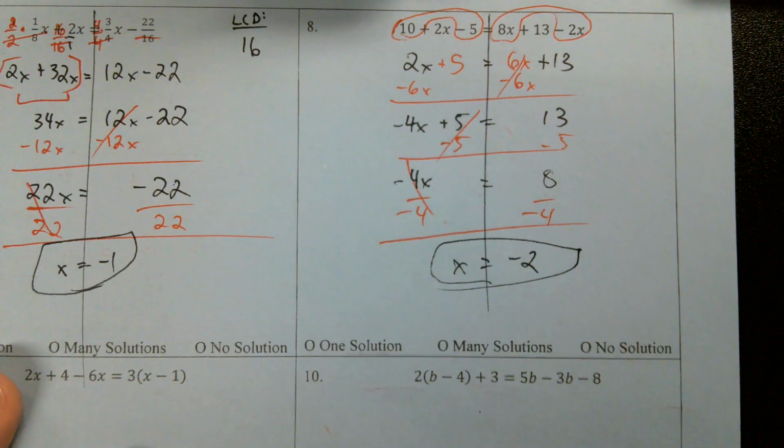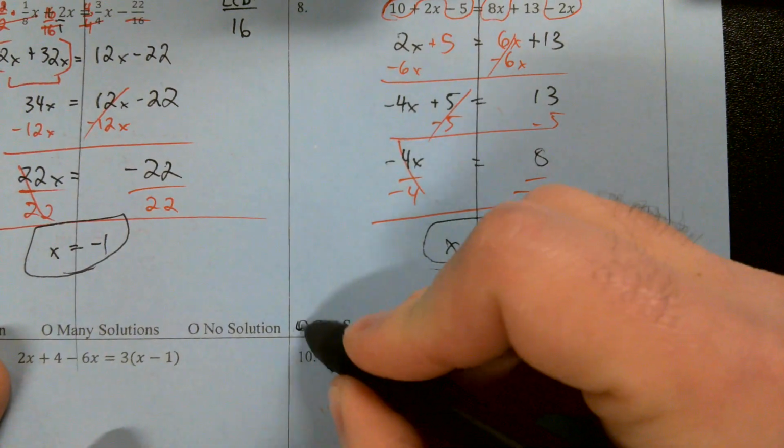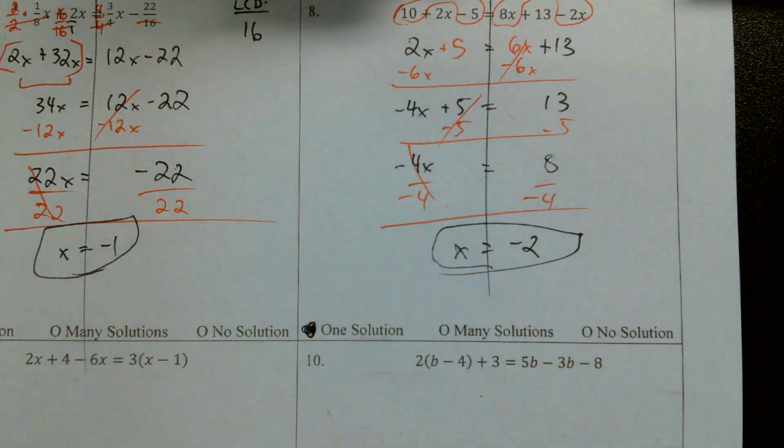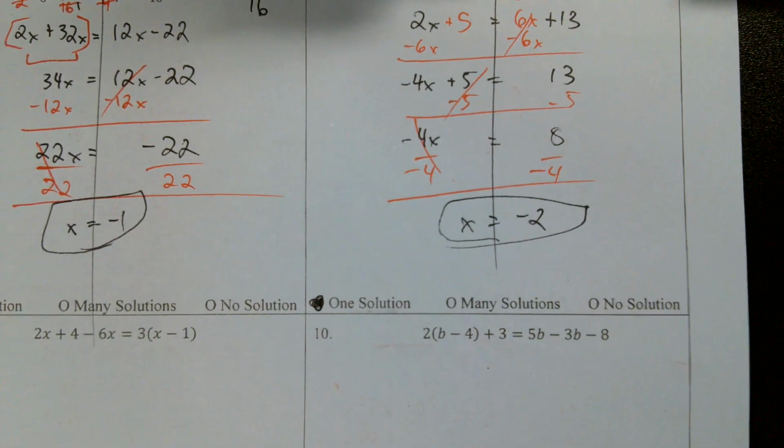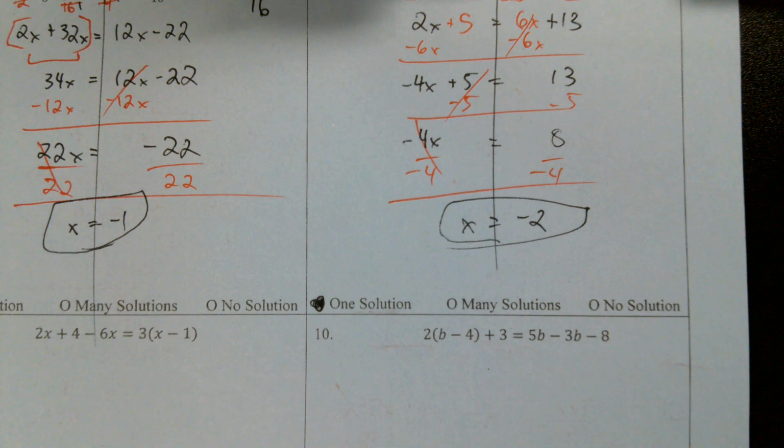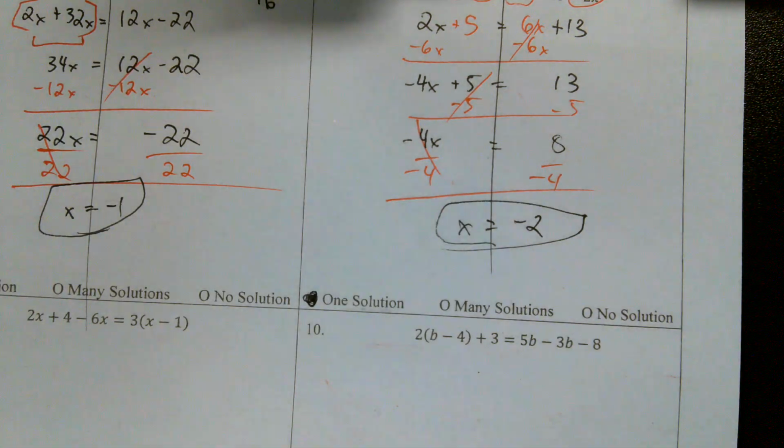1, many, or none? 1. Like I said in that lesson, most of the time we're going to get one solution because that is the goal. The goal is we get a number that x is equal to. Sometimes, not often, we'll get a true statement that'll be many solutions, and sometimes we'll get a false statement that's no solutions. But the most common answer is one solution. All right?